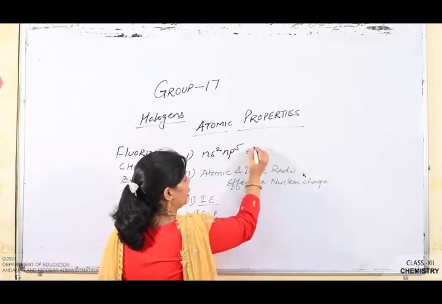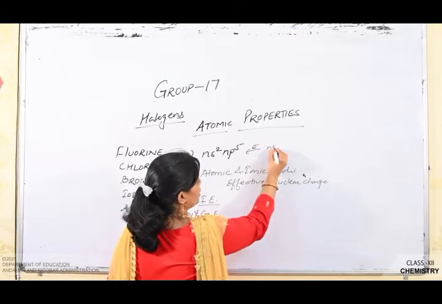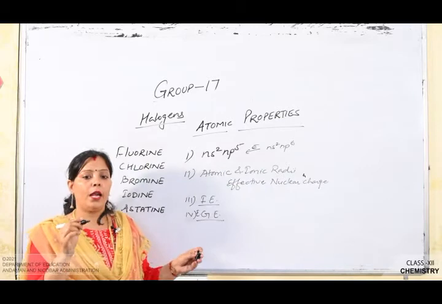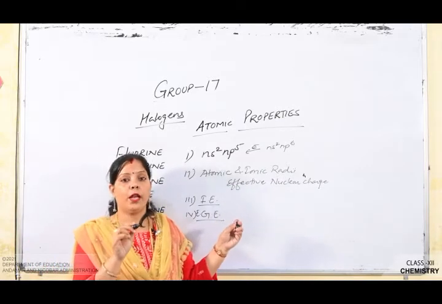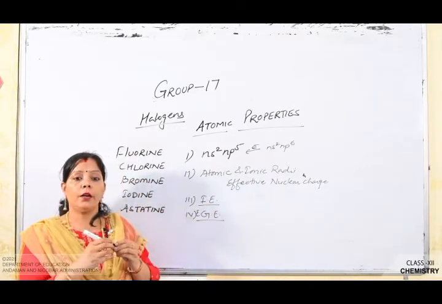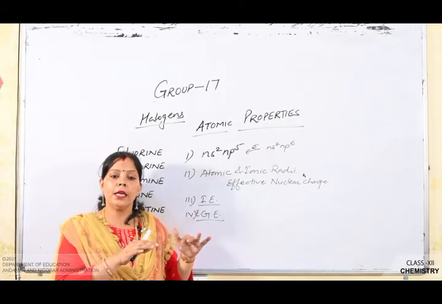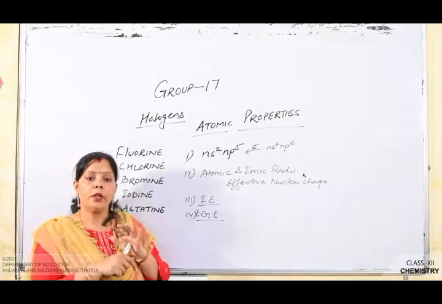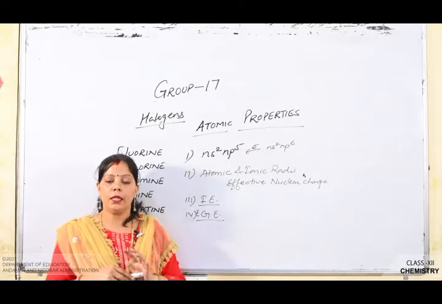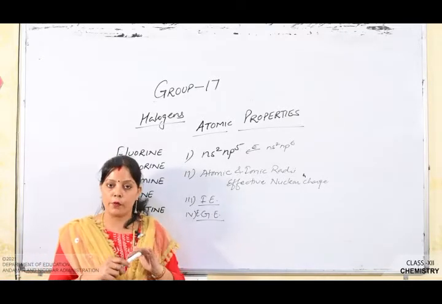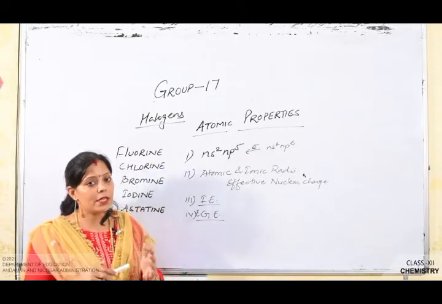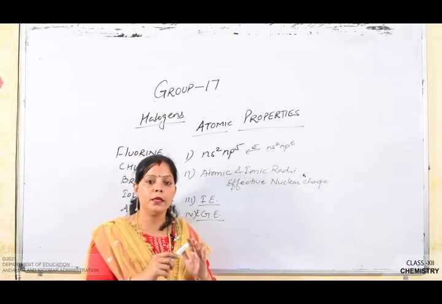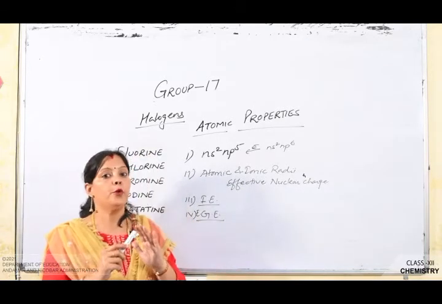because when they gain the one electron, the electronic configuration becomes ns2np6. So the electron gain enthalpy value is the highest negative value in the case of halogens. Electron gain enthalpy becomes less negative when we move from chlorine to iodine. Okay children, however, the negative electron gain enthalpy of fluorine is less than that of chlorine due to the small size of fluorine, and it has high inter-electronic repulsion in the relatively smaller 2p orbital.